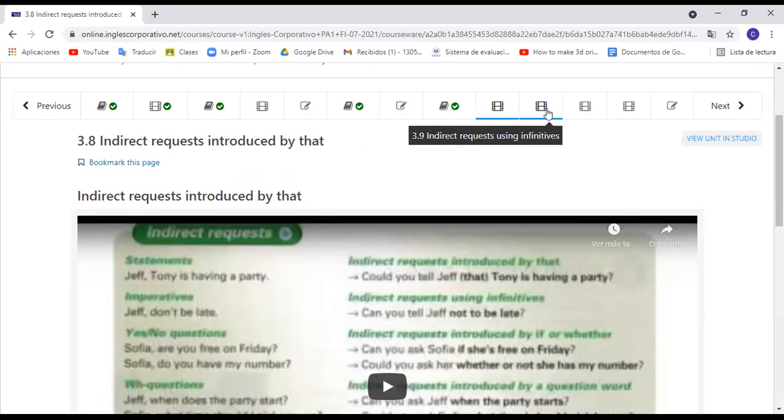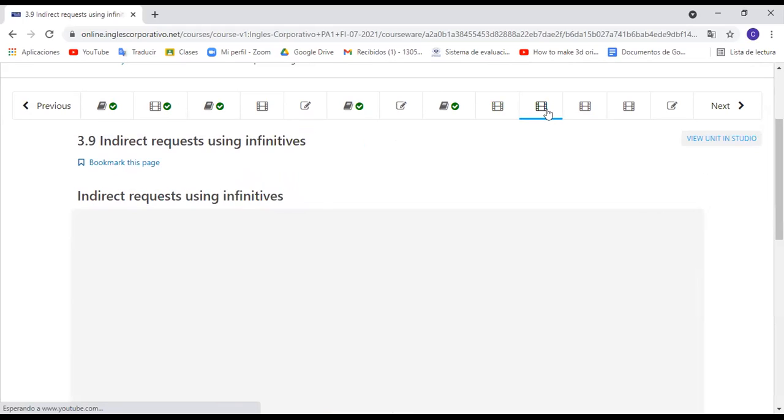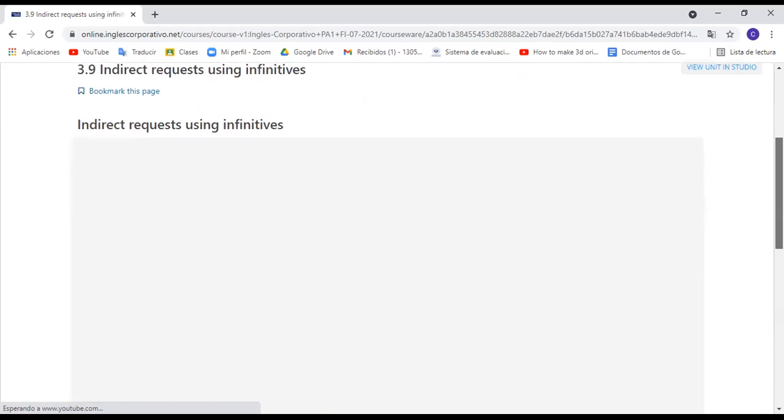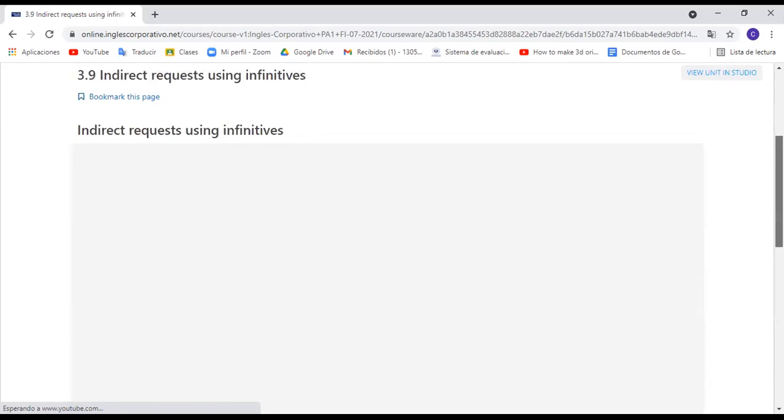Okay. We're going to look a little bit more at another indirect request with the verb, okay, with infinitives. Let's try.